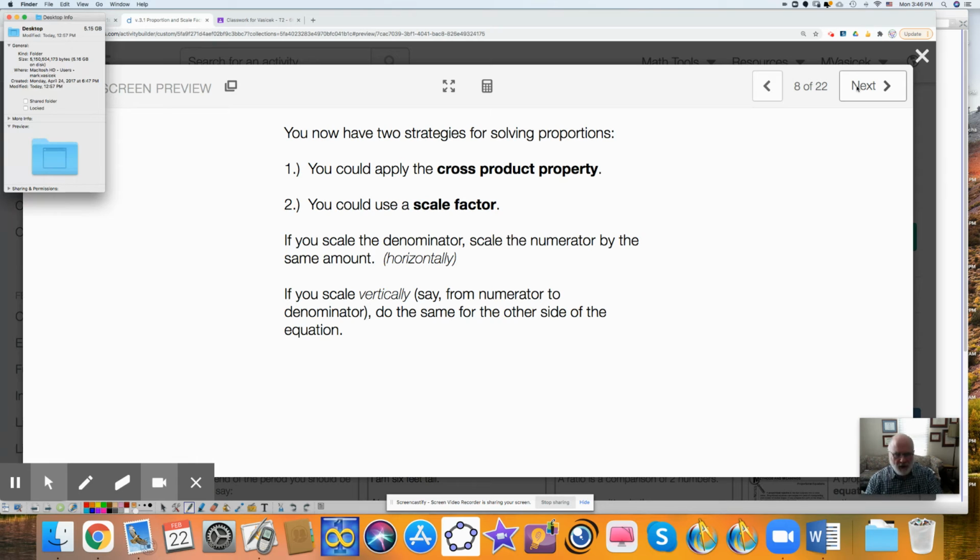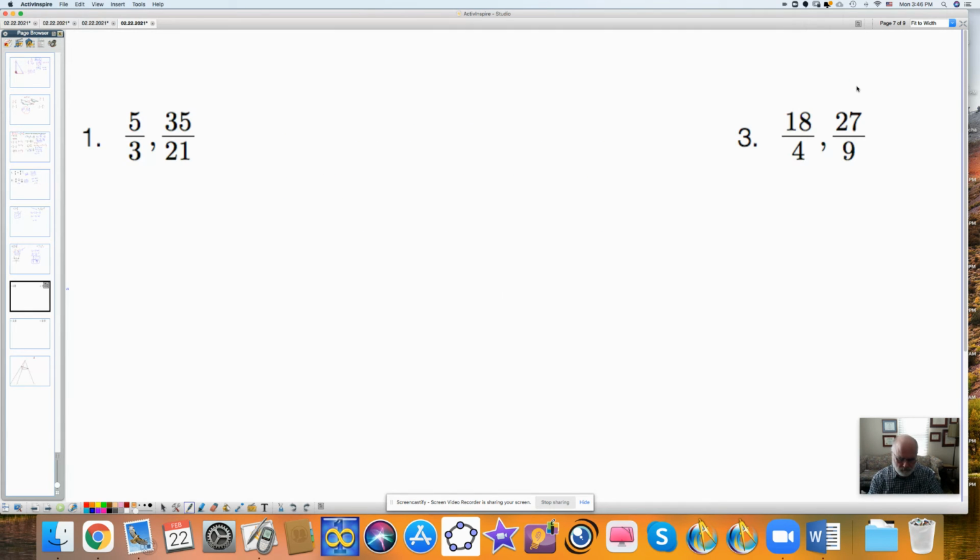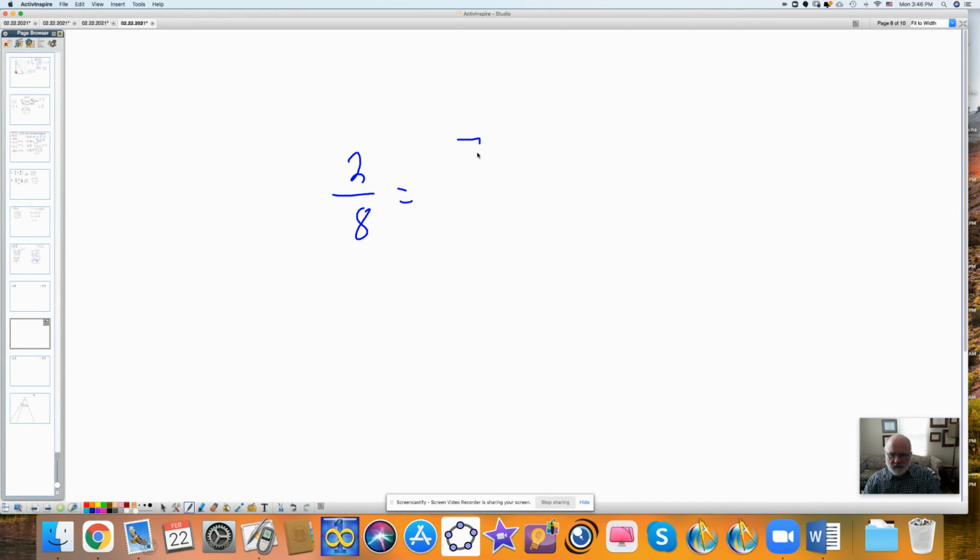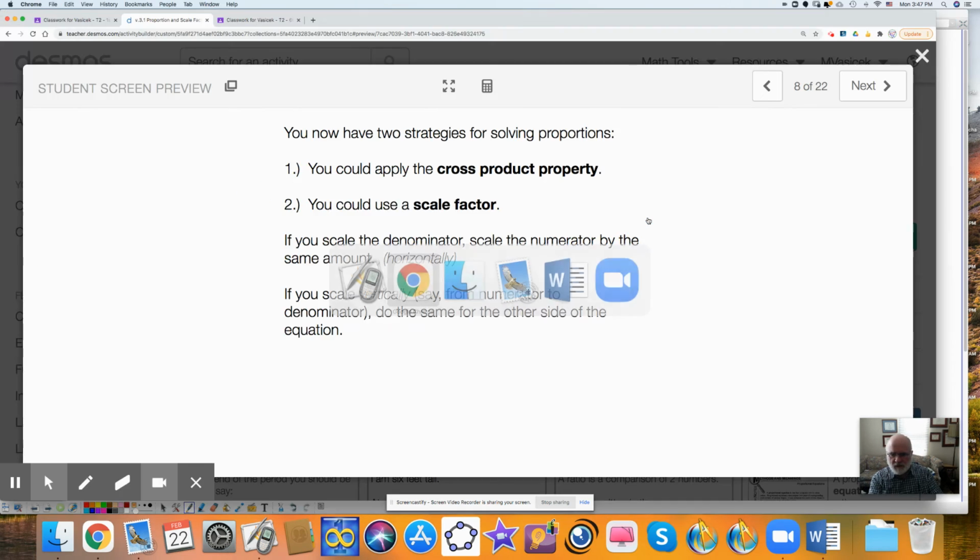So for instance, if I had two numbers, let's say 2 is to 8 as 7 is to x. If I scale this going down times 4, I could scale this one times 4 as well. And instead of doing the cross product property, I end up with 4 times 7, x is equal to 28. So just a couple of ways of applying this scalar business.